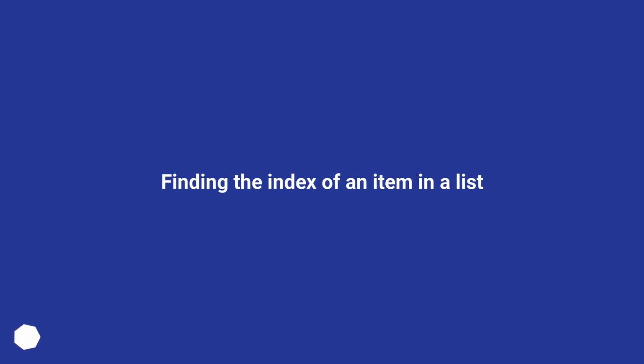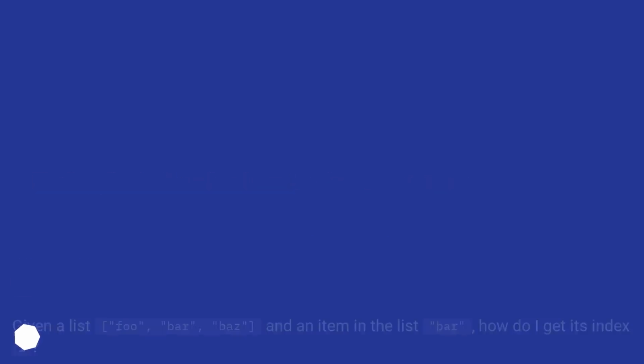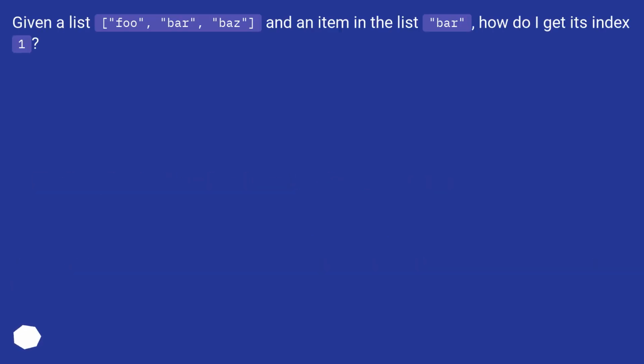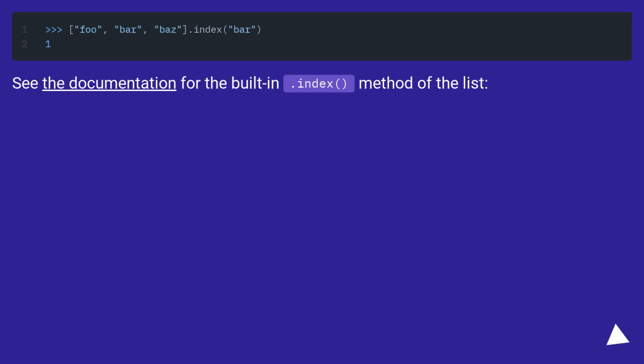Finding the index of an item in a list. Given a list, ["foo", "bar", "baz"], and an item in the list, "bar", how do I get its index, 1? See the documentation for the built-in .index method of the list.